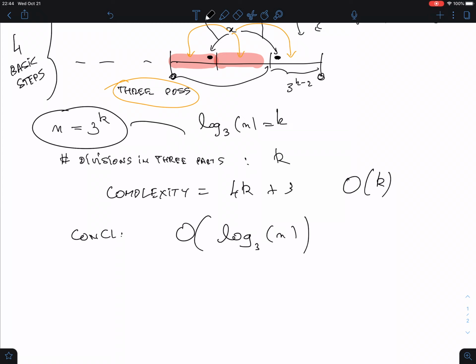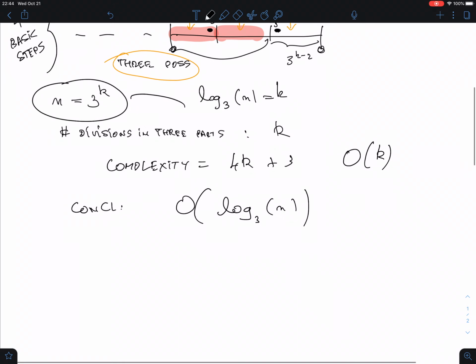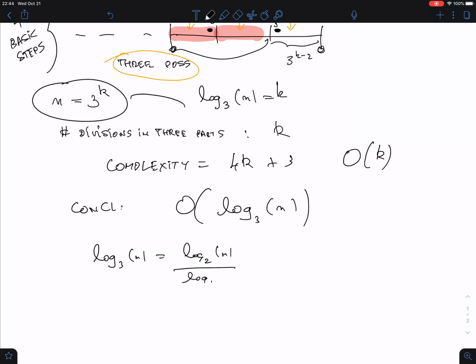What does that mean, really? Well, remember, the log 3 of n is the same thing as the log 2 of n divided by the log 2 of 3. I think I have it right. I might have it wrong. I always get this formula a little bit messed up. Meaning, this is a constant here. So up to a constant, these two functions are really the same.